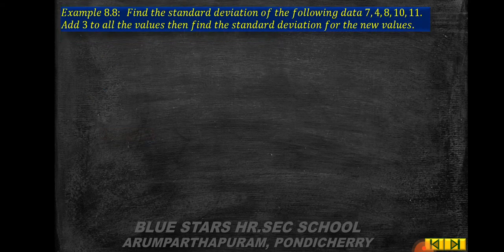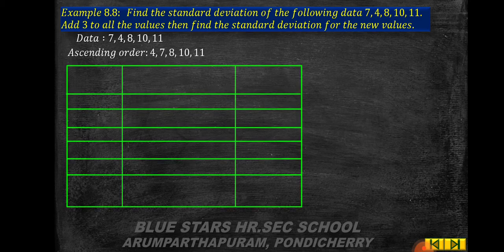Example 8.8. Find the standard deviation of the following data: 7, 4, 8, 10, 11. Add 3 to all the values, then find the standard deviation of the new values. So the data is 7, 4, 8, 10 and 11. So ascending order is 4, 7, 8, 10, 11.